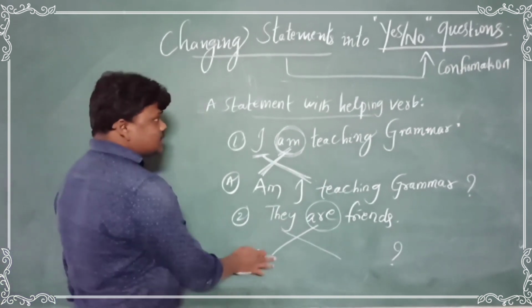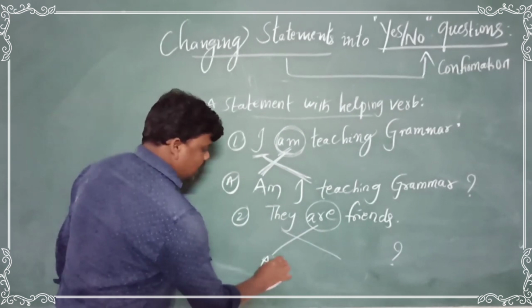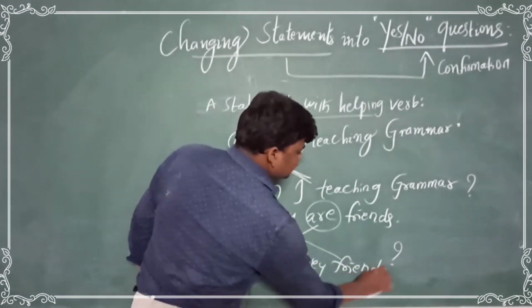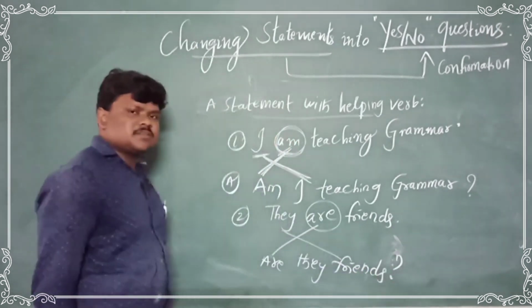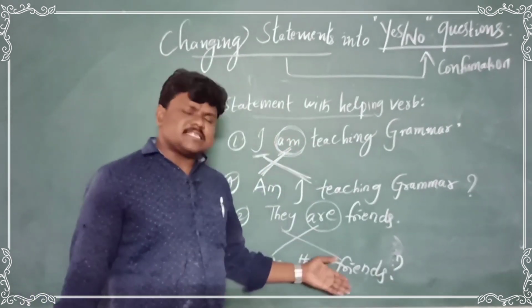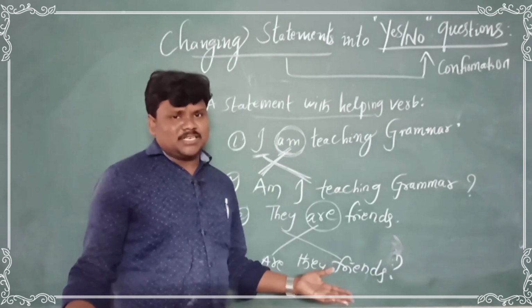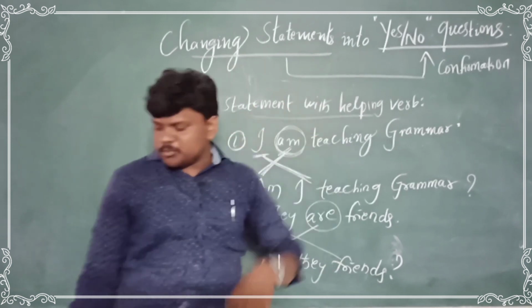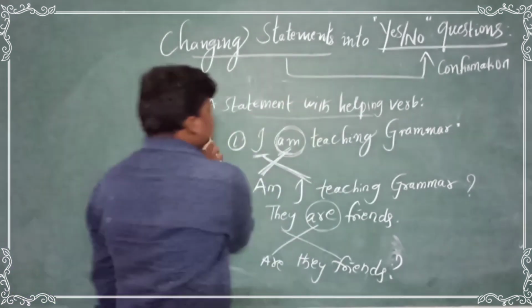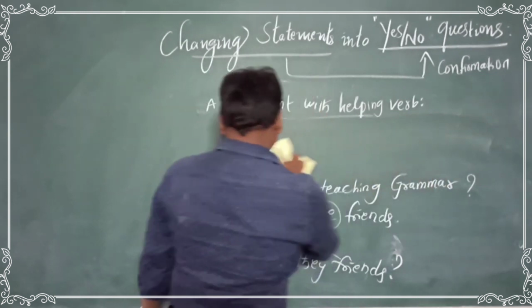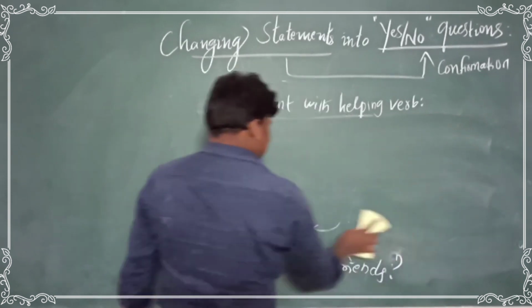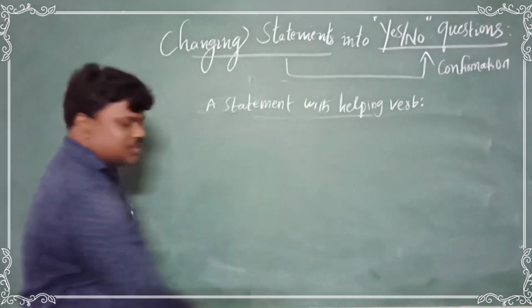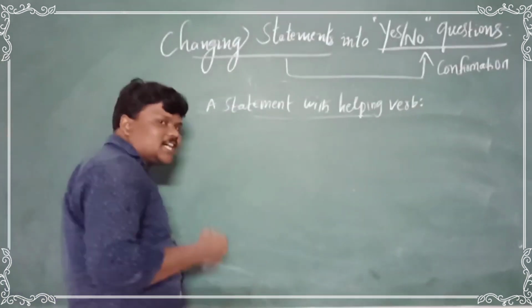So, what is the right yes or no question for this? Are they friends? Simple yes or no question. If it is yes, yes. If it is no, no. These are called changing statements into yes or no questions. One more example. Example number 3.